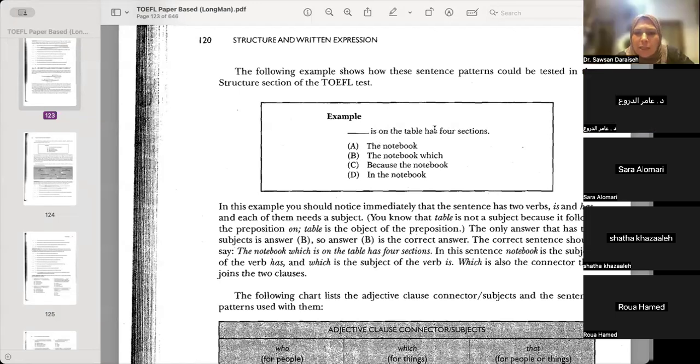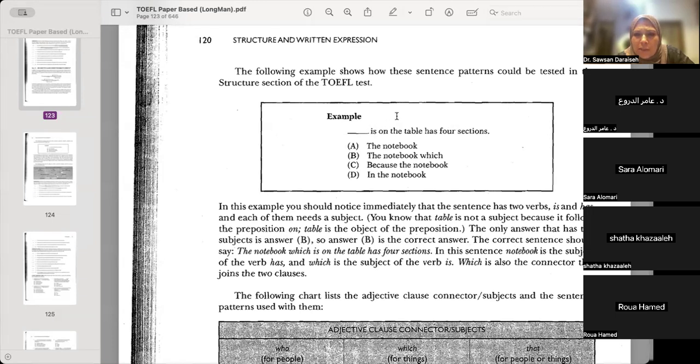this and this. We said this, right? And they are is and has, and each of them needs a subject. You know, when you have a verb, the verb needs a subject, and this verb also needs a subject. Okay, so where are the subjects for these verbs? This is what we're looking for. So when we continue with what is explained, because I already explained in my method, it says here, the table is not a subject.